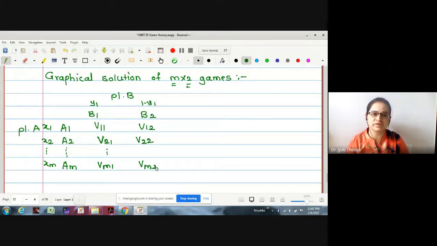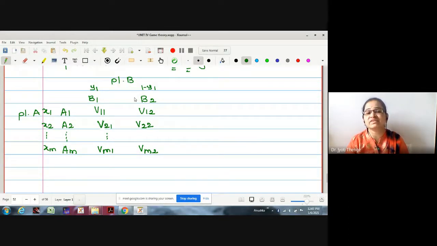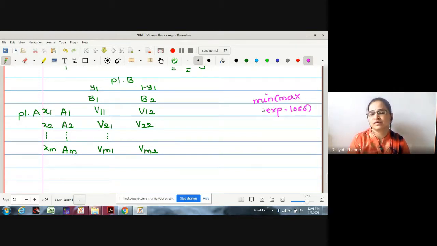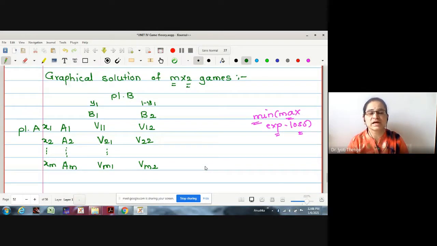Again, the same methodology we are going to follow. Now the problem we wrote with respect to player A, we will write with respect to player B. For player B, what we were doing actually, we were minimizing the maximum expected loss. Correct? We were trying to minimize the maximum expected loss of the player B. Therefore, first we'll try to find the expected losses of the player B, assuming the pure strategies of the player A. That is, if I assume the player A plays the first activity A1 only, then what is the expected loss of the player B?